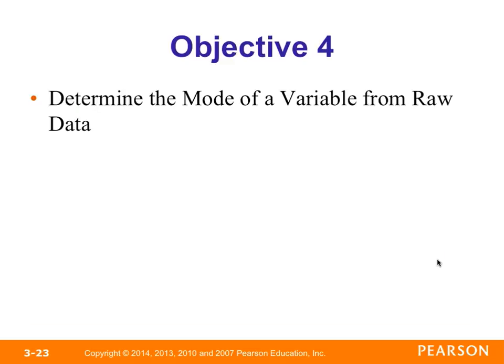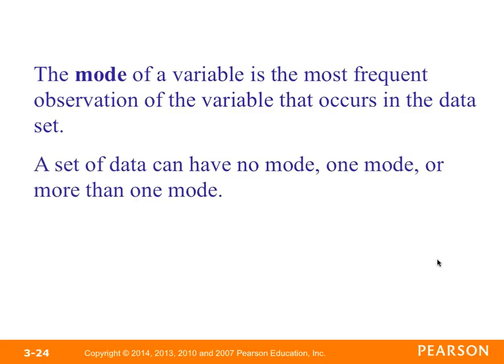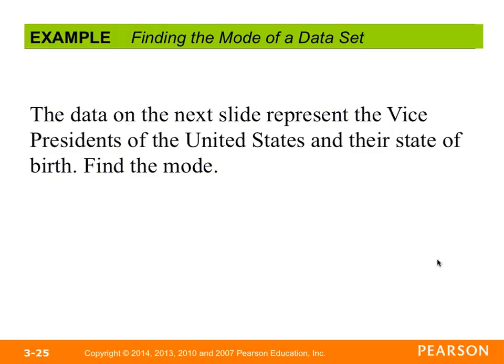Okay, objective 4 is to determine the mode of a variable from raw data. Mode is our third measure of central tendency, and it's just the most frequent observation that occurs. Now, it is possible to have no mode, okay? You could have one mode, or you could have multiple different modes. It just depends on the situation. If no observation occurs more than once, then we say that the data set has no mode.